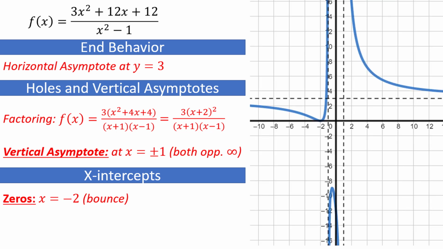Here's what the graph of the function looks like. We have a vertical asymptote at x is equal to 1 and x is equal to negative 1, which are approached at opposite infinities, and then we have a horizontal asymptote, which can be seen at y equals 3, which is crossed here in the middle of the graph, but the graph does approach y equals 3 as we approach positive or negative infinity. We can see the zero at x equals negative 2, which the graph bounces off of due to the even multiplicity.